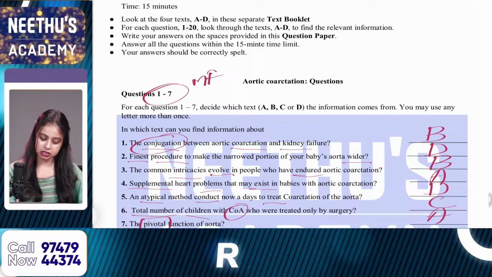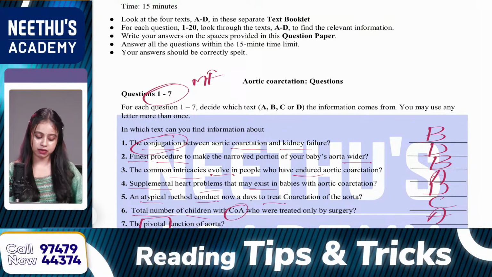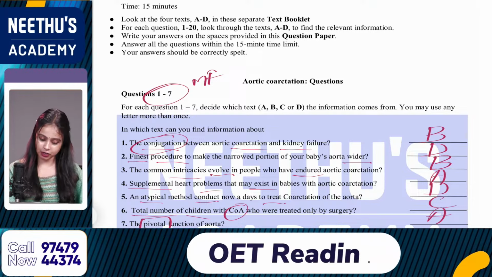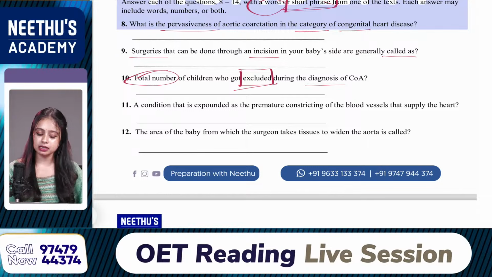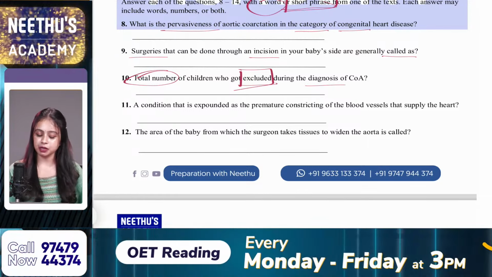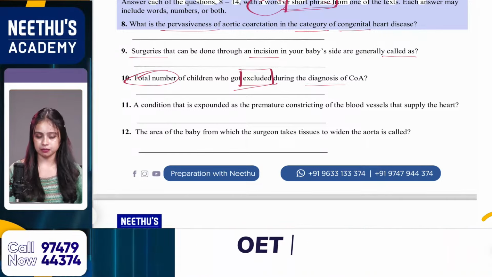Yes, it is 47. Okay, Reshma, Jeena, Anu, Thomas, it is 47. Okay, Vaishnavi, Raji, it is 47. Okay, Tindu, Reshma, 47. Very good. Then the 11th one: a condition that is expounded as the premature constricting of the blood vessels that supply the heart.